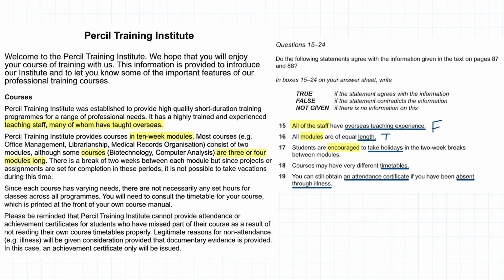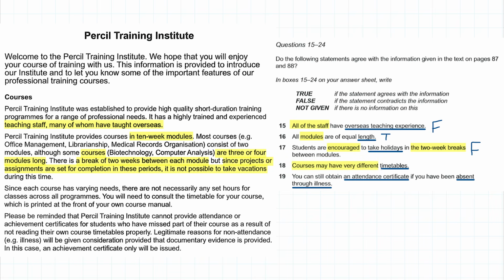Now, number 17. Students are encouraged to take holiday in the 2-week breaks between modules. So they're encouraged to take holidays in those 2-week breaks. What does the passage say about it? So indeed, there is a break of 2 weeks between each module. But since projects or assignments are set for completion in these periods, it's not possible to take vacations. Not possible. And the question says that students are encouraged. So the meaning is quite different. So that's false.